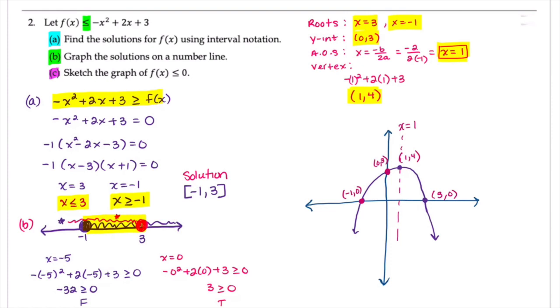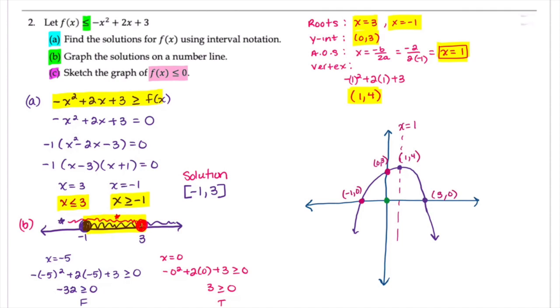So what I need to do is pick a point. I need to pick a point that determines where I'm going to shade, because when we are dealing with inequalities, we're dealing with shading a region of points. So I am going to pick the easiest point to work with, 0, 0. And I'm going to input it into my function to see when this piece will be true.